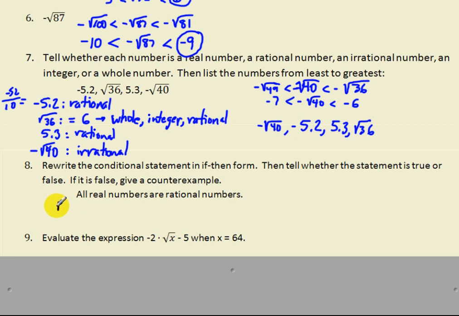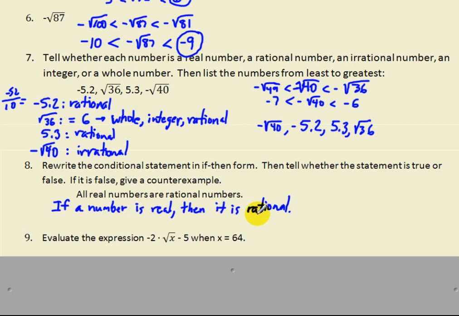And another way to say that is, if a number is real, then it is rational. Okay, so if it's real, then according to this statement, automatically it qualifies as rational. So that's another way of saying that all real numbers are rational numbers.